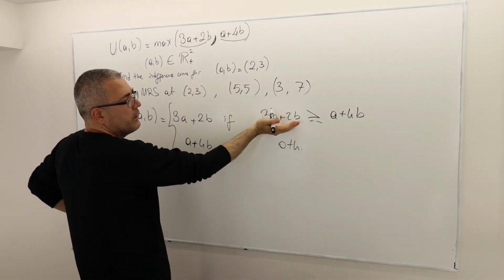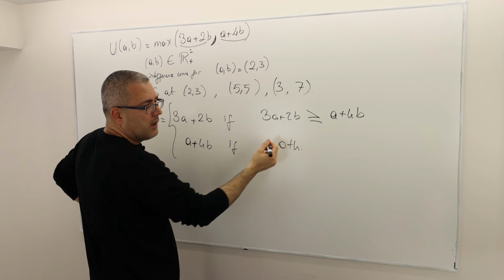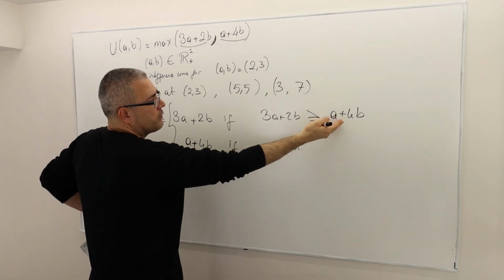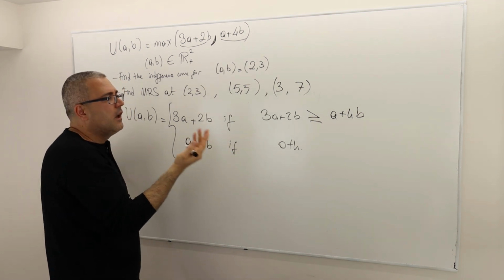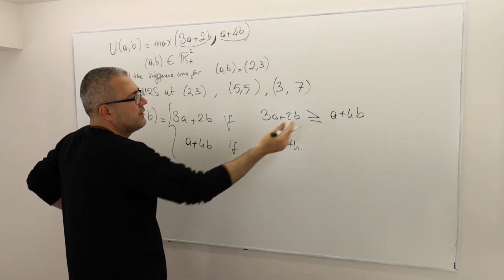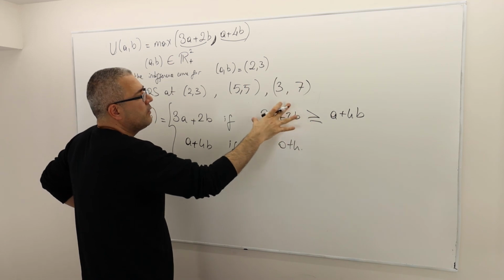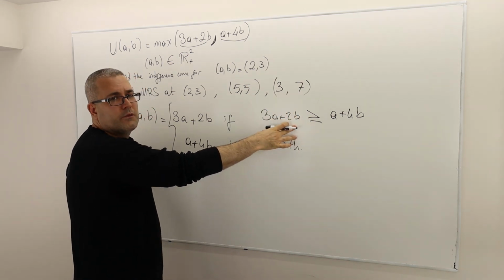So your utility should be equal to this. If they're equal, it doesn't matter whether you use the first argument or the second argument, they both are going to give the same value anyway. So without loss of generality, you can say whenever they're equal, utility is going to be equal to the first argument.